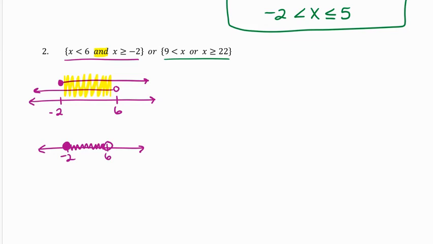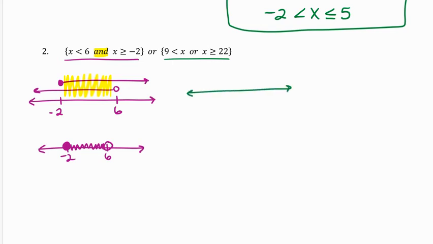Okay, then our next one, I've got 9 is less than x, or x is greater than or equal to 22, sorry, just making a line. All right, so draw a number line for that piece.